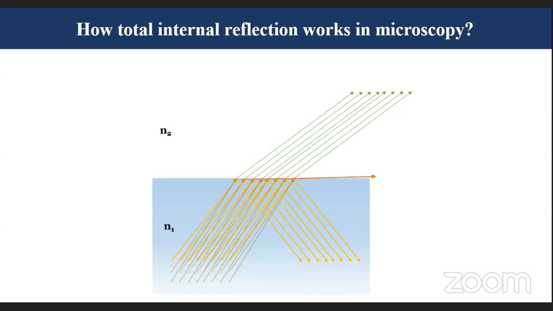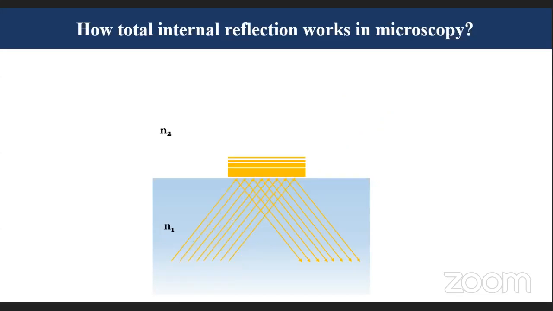So what happens on the other side if light gets totally internally reflected? There is some electromagnetic disturbance which percolates a few nanometers of distance on the other side, the lighter medium side, and it generates an electromagnetic wave over there. This wave is called evanescent waves, and total internal reflection fluorescence microscopy uses these waves in order to enhance the axial resolution of fluorescence particles or fluorescence objects.